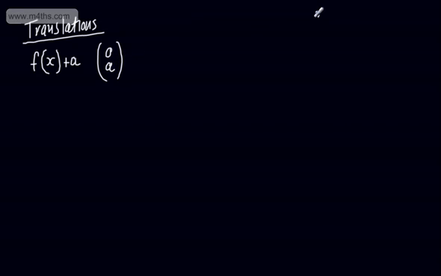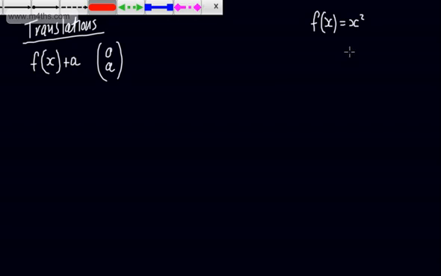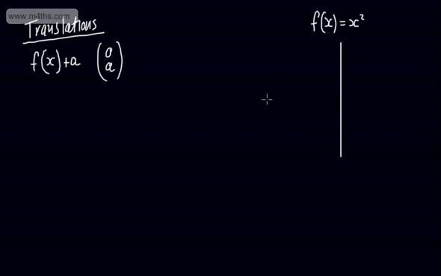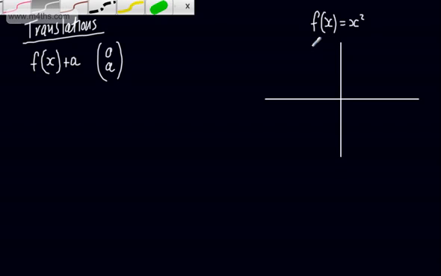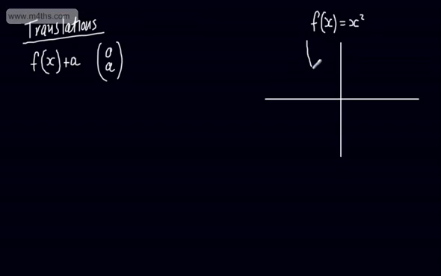Let's take a function. Let's say we've got f of x is equal to x squared. So this gives us our standard parabola with the minimum point at the origin, or if you like, the vertex at the origin. So we're going to be opening upwards and it will look something like so. All we're going to do, if we apply the translation of f of x plus a, we're simply going to move this up or down the y-axis.